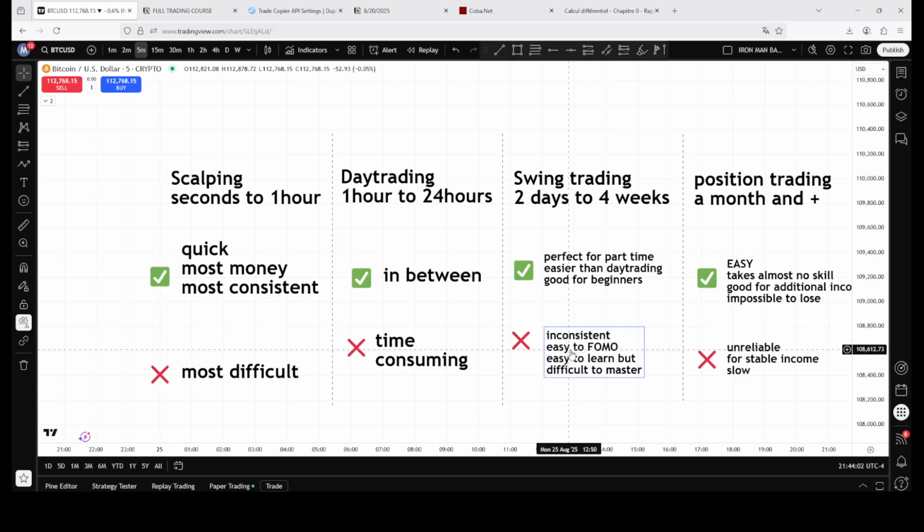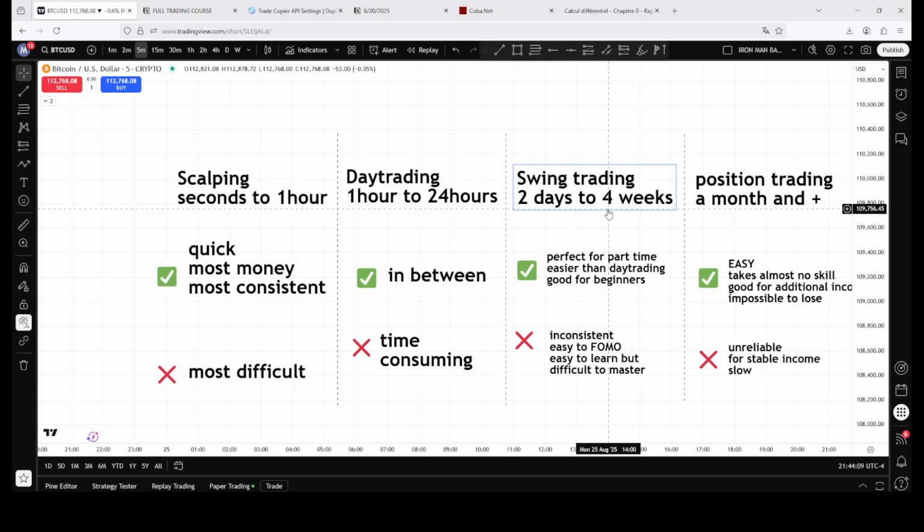And then it's easy to FOMO. What I mean by that is, since you're waiting for setups for days, literally, it's easy to jump into setups or trades that you're not fully supposed to enter, because you're tired of waiting, because you want to feel that thrill of being in the trade. So it's easy to FOMO. Whereas in scalping, you have a million opportunities in a day, so you're not really worried about missing out on certain opportunities. It's easier to just take your setups.